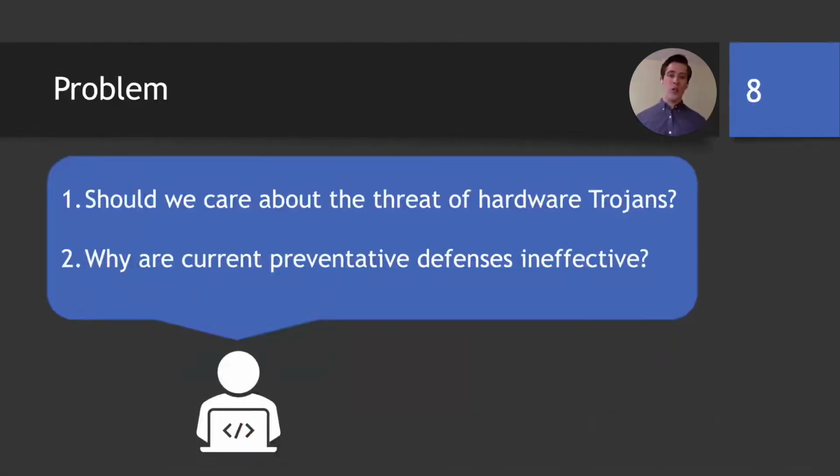In this work, we aim to address two key questions to provide some clarity with respect to the real threat posed by hardware Trojans. The first, should we even care about hardware Trojans? How challenging is it to insert a Trojan at fabrication time? The second, why are current preventative defenses ineffective, and how should we improve them?